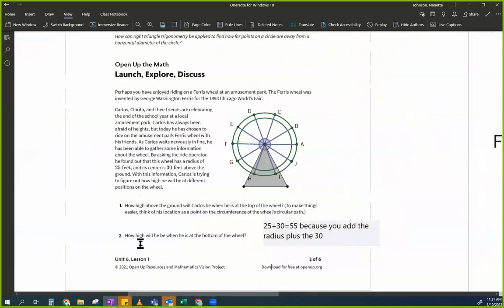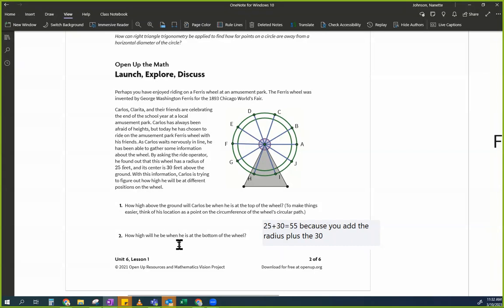Okay. How high will he be when he's at the bottom of the wheel? So down here, how high will he be? And then go ahead and put your answer in the chat.